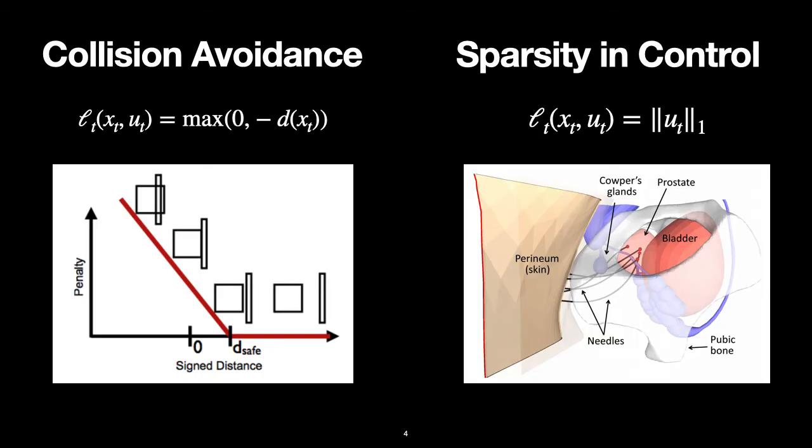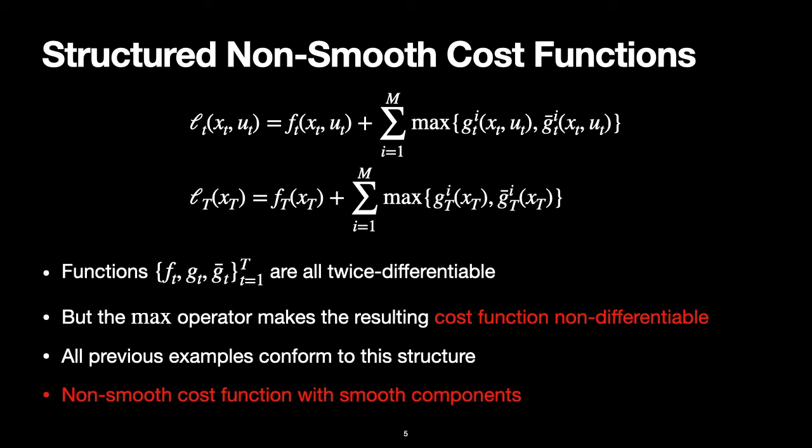We see instances of non-smooth cost functions in several applications. We give two examples here, one involving collision avoidance in path planning, where the obstacles are encoded using a non-smooth cost function as shown on the left. On the right, we show a surgical application where we desire sparsity in control of a needle that is inserted into the human body.